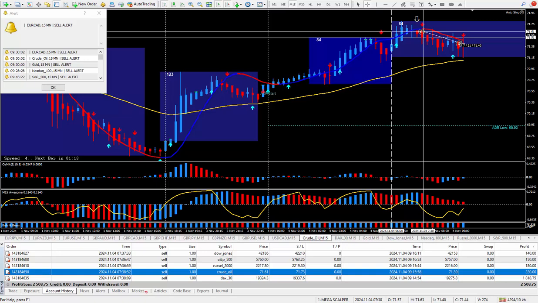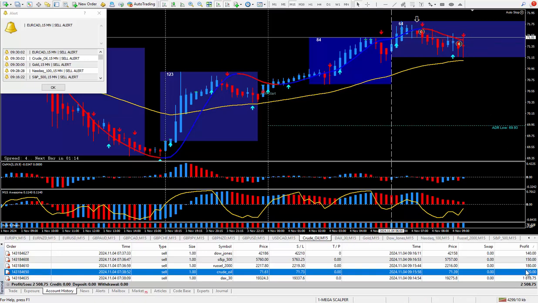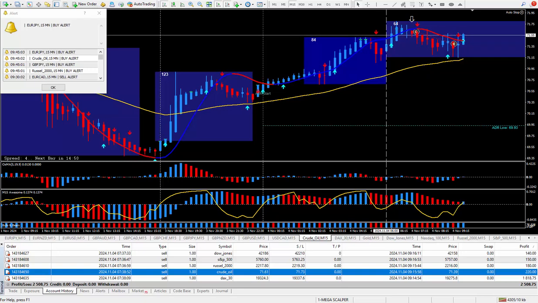So let's see, it should be around 22. There it is right there, 22 ticks, paying out $220. Trading is easy and a lot of fun once you learn how to trade the markets.